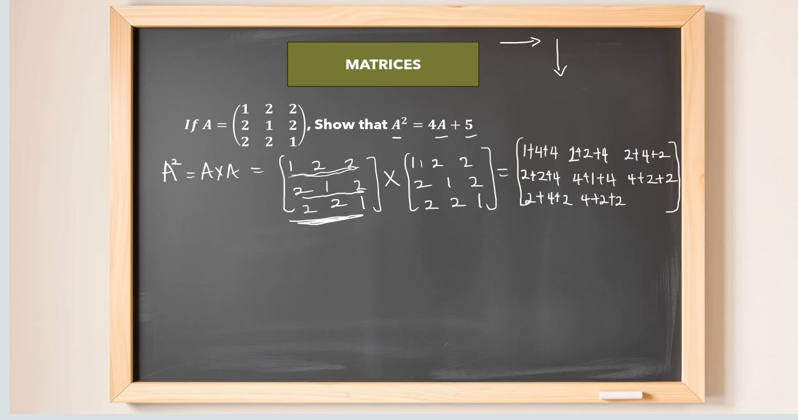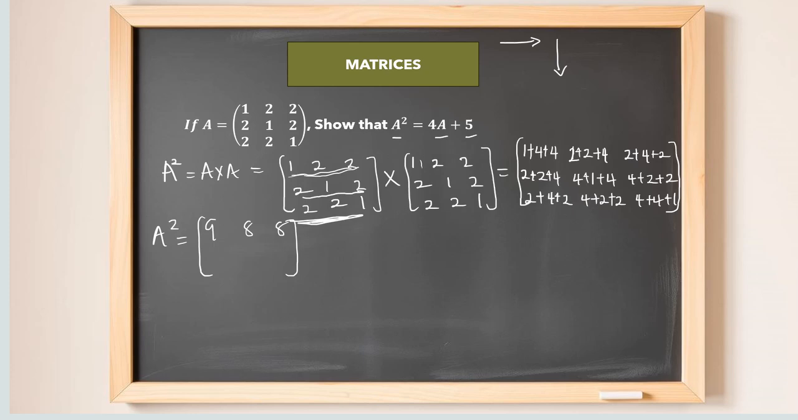And for the last one, I'm going to have 2 multiplied by 2, 4, 2 multiplied by 2 is 4, and last one, I'm going to have 1 multiplied by 1 to be 1. So here I can say that my A squared is going to be: 1 plus 4 plus 4 is going to be 9, 2 plus 2 plus 4 is going to be 8, 2 plus 4 plus 2 is going to be 8.